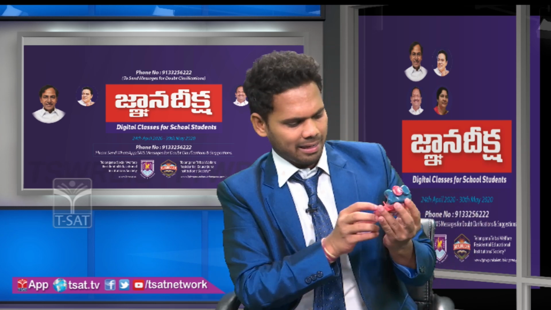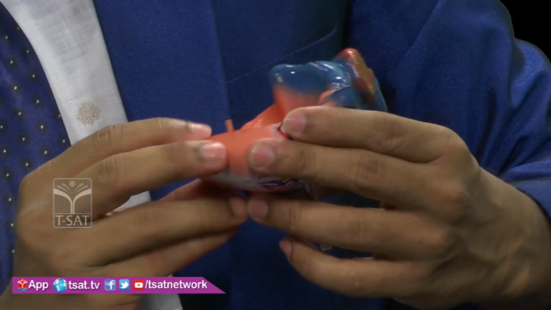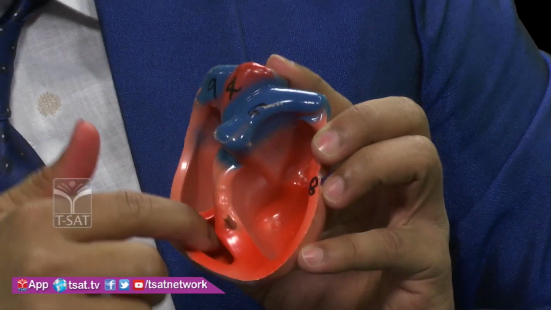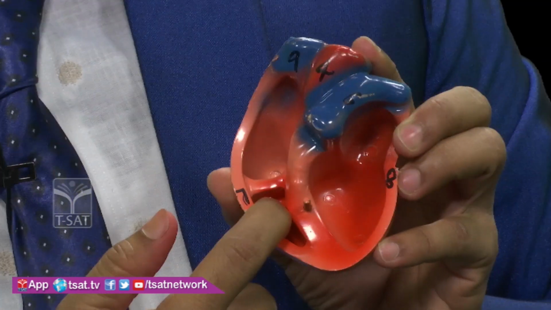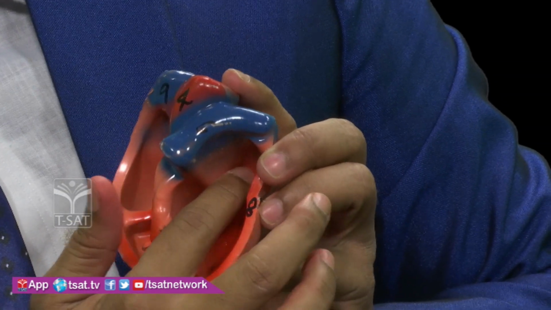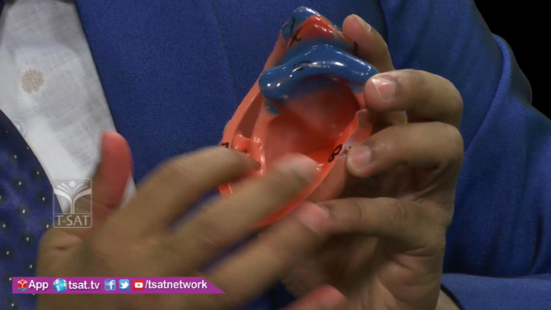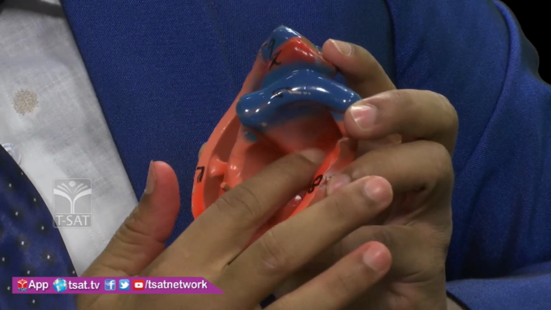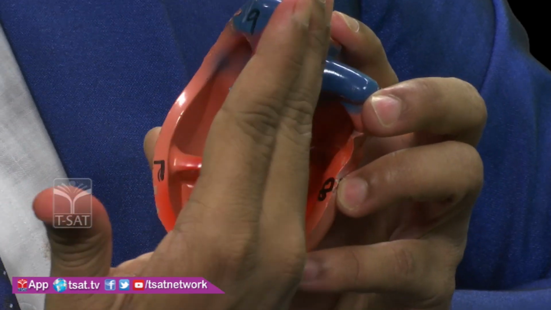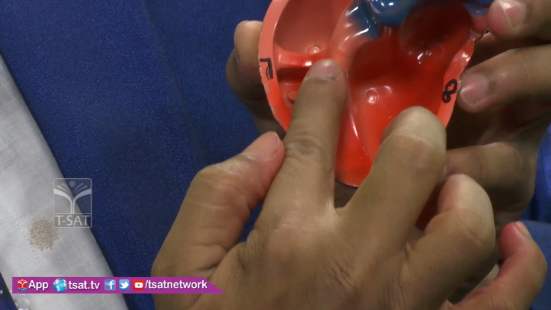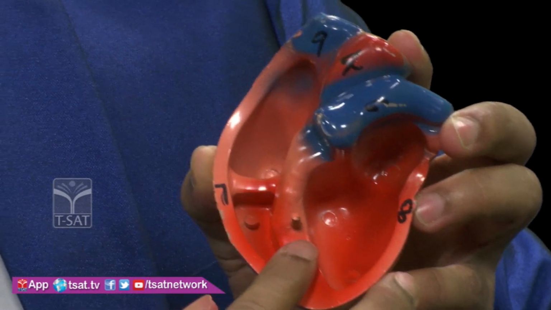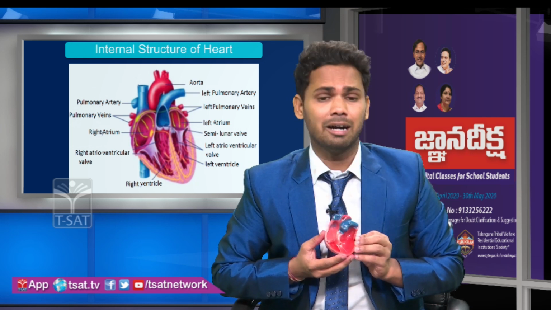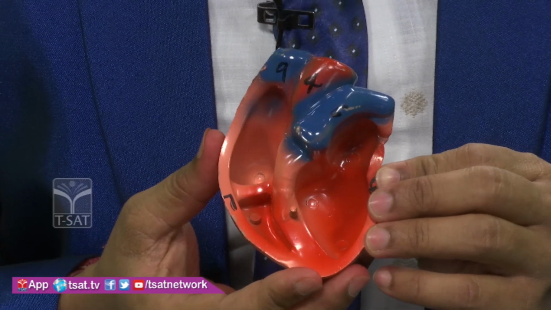You can observe the internal structure of the heart. It's very clear. This is right side auricle, right side ventricle, left auricle, left ventricle. This is a valve. You see the right atrioventricular valve, left atrioventricular valve. Right side chambers and left side chambers are separated by a deep groove-like structure which is called septum or septa. So this is the internal structure of the heart. You can observe very clearly what I said.